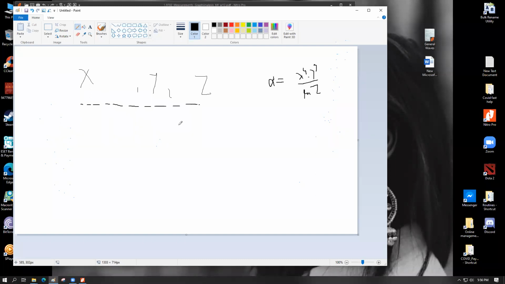So from there we can ultimately calculate the percentage uncertainty in alpha. Possible? Think about this. We can very logically calculate the percentage uncertainty in alpha.